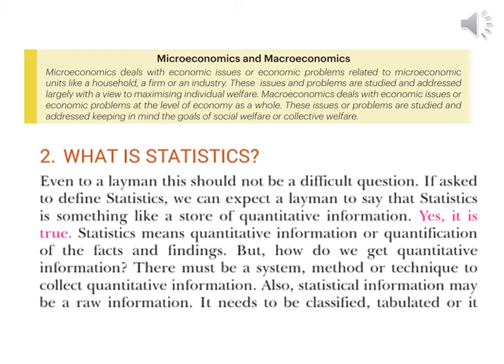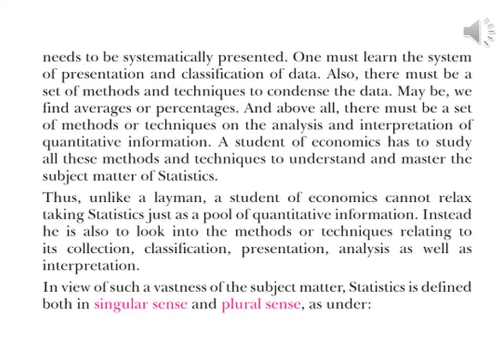ये दो तरह से होता है, quantitative and quantification of facts and findings, but normally किस में होता है, quantitative information में होता है. There must be a system, method or technique to collect quantitative information. Also statistical information may be a raw information. It needs to be classified, tabulated, or systematically presented. And it is important to present any data in a systematic form. One must learn the system of presentation and classification of data.